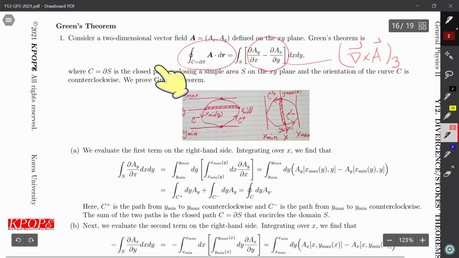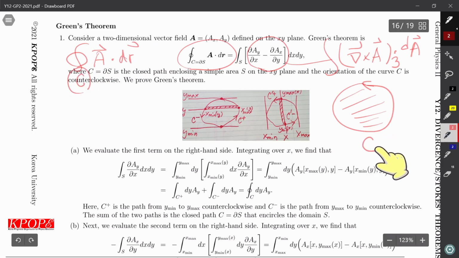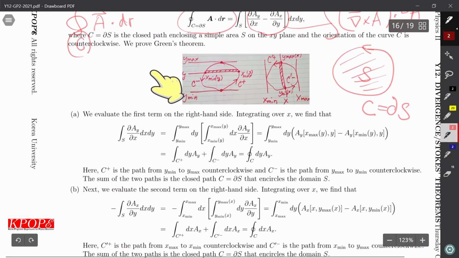Then this is a line integral on the plane. That means there's a closed curve that surrounds a surface. The curl's surface integral is expressed as a line integral along a curve, and that curve is the boundary of the surface. This is the main idea of Green's theorem in two dimensions.